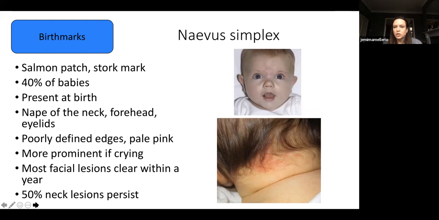The ones on the face generally clear in the first year or two of life, and a lot of the neck ones will persist. So sometimes you'll see adults that still have persistence of that nevus simplex over the back of the neck, but it has no underlying significance or concerns at all.